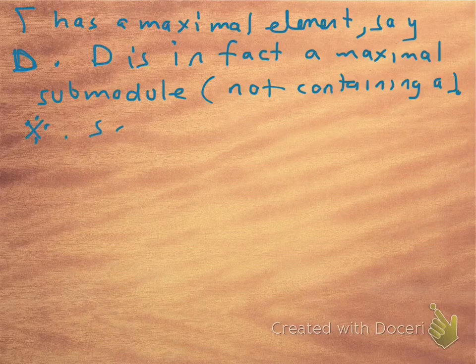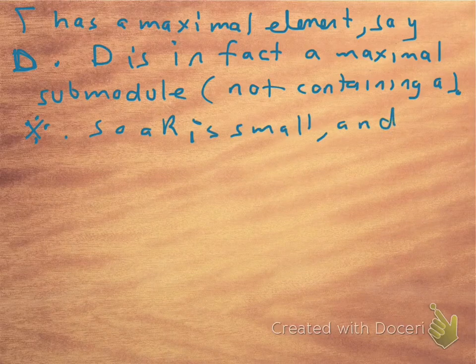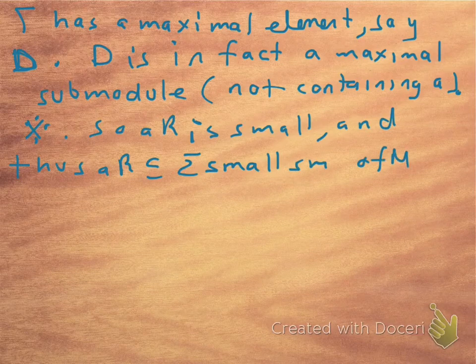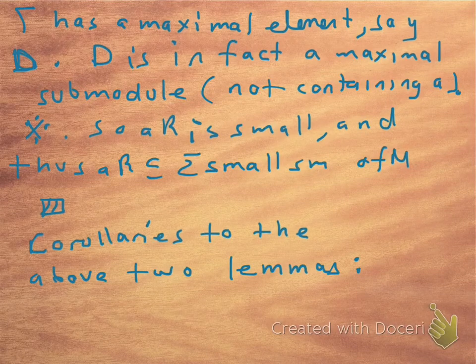So A is small, and thus AR is contained in the radical. AR is contained in the sum of the small submodules, as desired. So this completes the part of the proof, no, the whole proof. Okay, now we give some useful corollaries to the above two lemmas that we have proved.